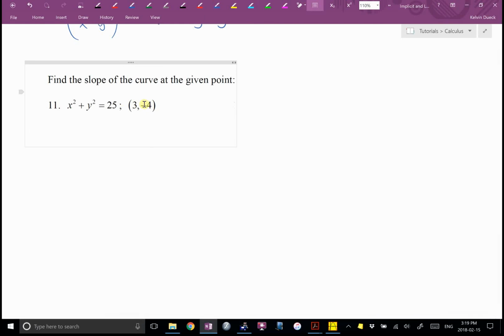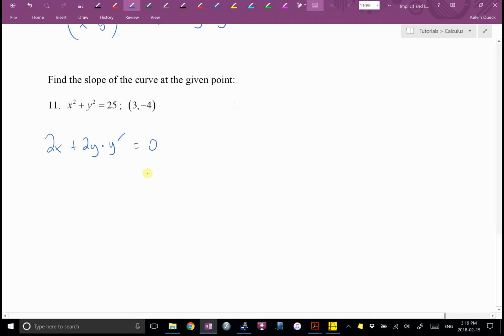What's the derivative of x squared? 2x. Plus, what's the derivative of y squared? No, it's not 2y. 2y times y prime. And that's good, because that's what I want to get by itself. That's the actual derivative in just a second. Equals, what's the derivative of 25? Zero. We're going to get the y prime by itself.